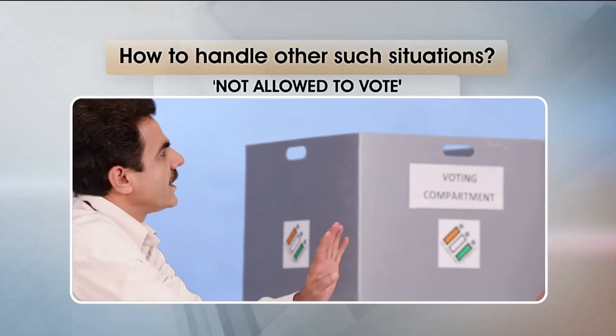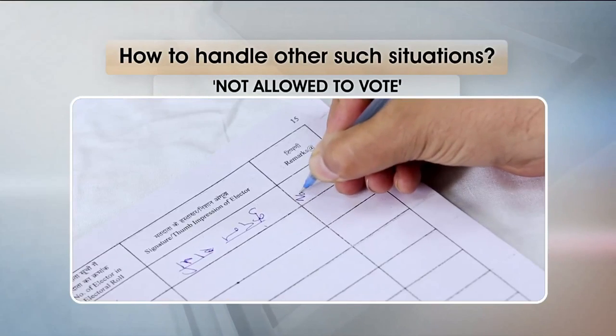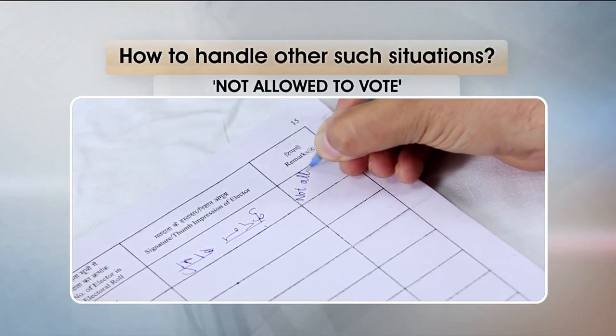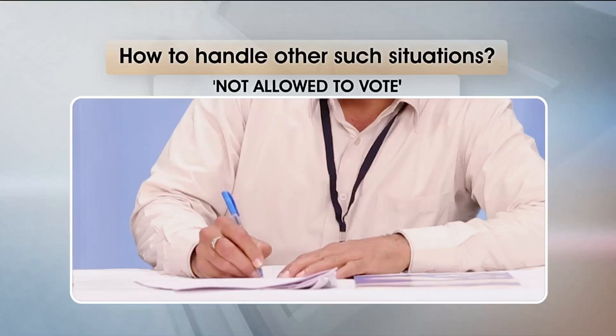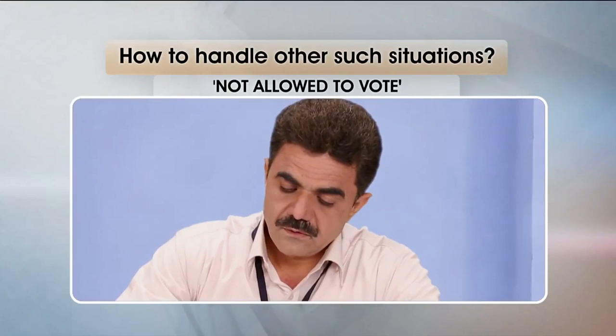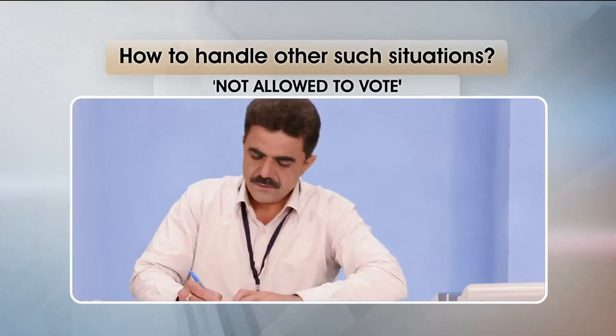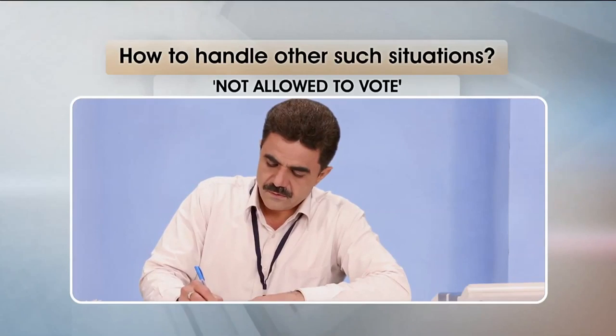take back his slip and do not allow him to vote. Put the comment "Not allowed to vote" in the remarks column in the Register of Voters or Form 17A. Put your full signature below the entry. Also make an entry in this regard in the presiding officer's diary.